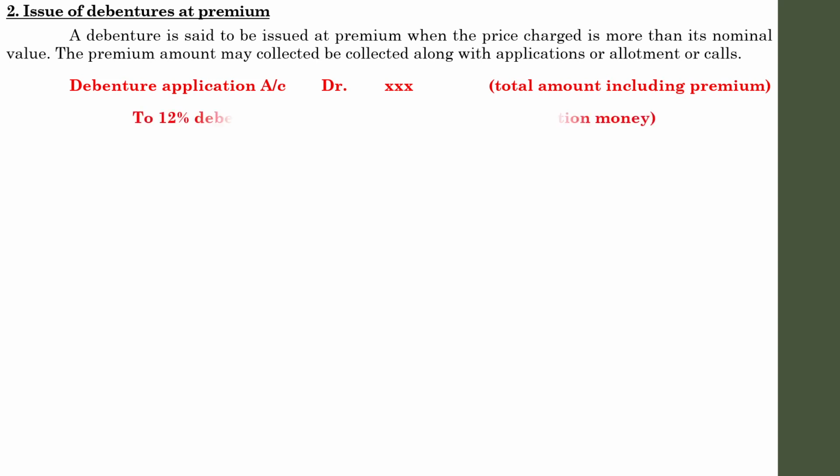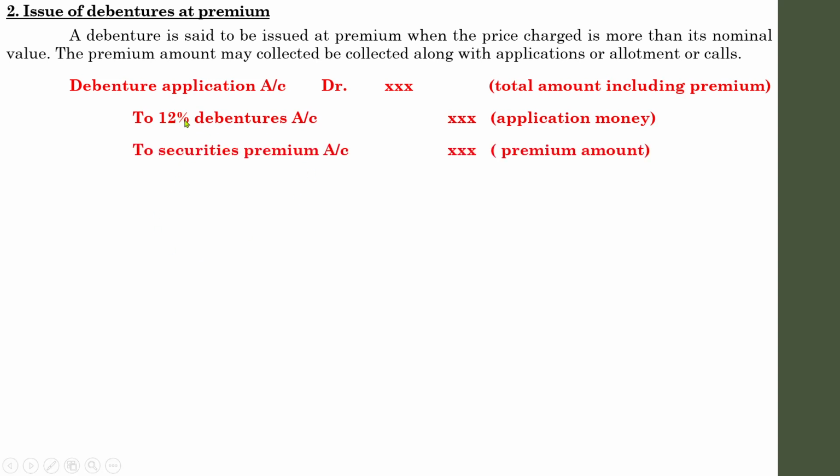When the premium is collected at the first installment itself, that is application money itself, the entry will be debenture application account to 12% debentures account. Here for the time being I am using an example, 12% to securities premium account. For example, total debenture face value was 100, premium was 10. So the amount will be debenture application 110, 12% debentures, here you will show the application money or the face value. Here security premium, what was the premium amount? 10. So this is how you have to show. This is the entry you have to pass if the premium is collected at the time of application.